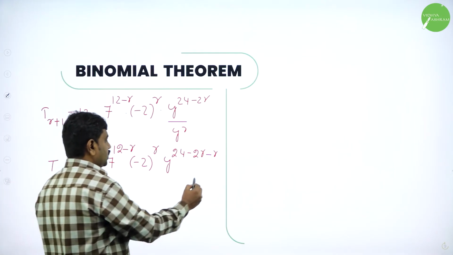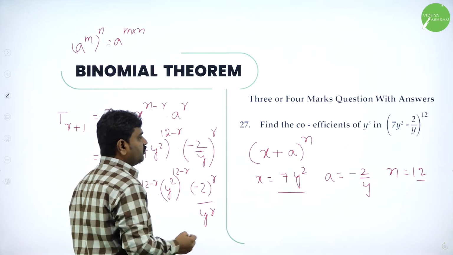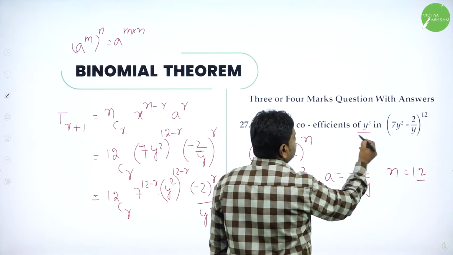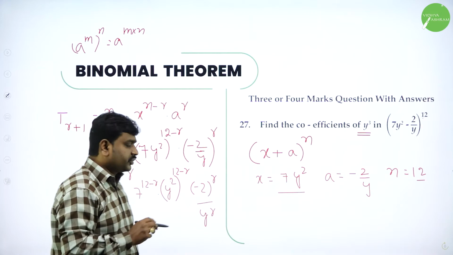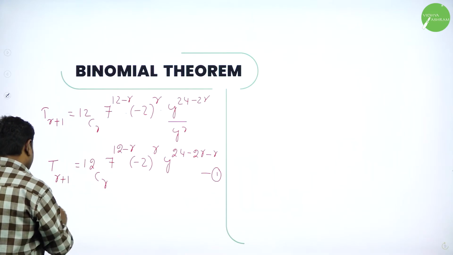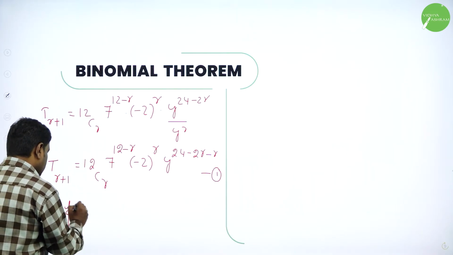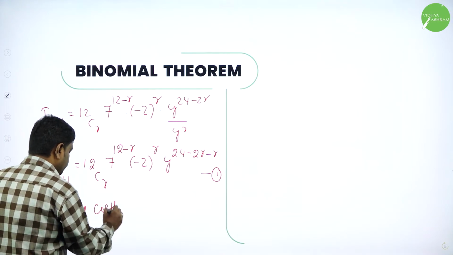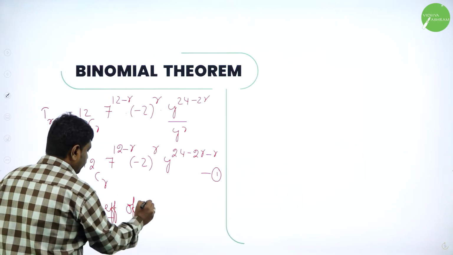Now this is called equation 1. They want the coefficient of what? They want the coefficient of y cube. So to find the coefficient of y cube, we need to find the coefficient of y cube.